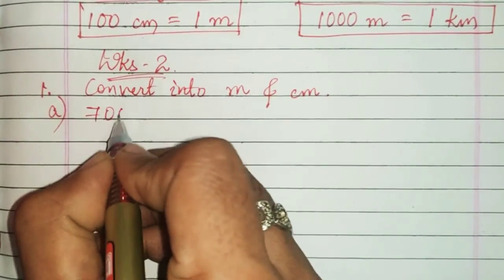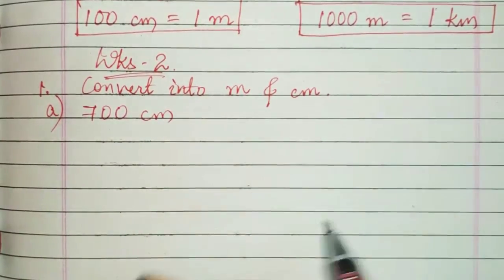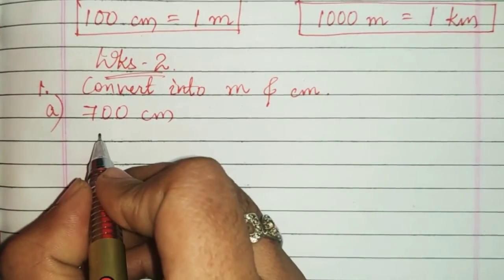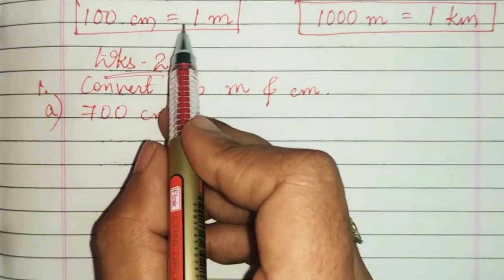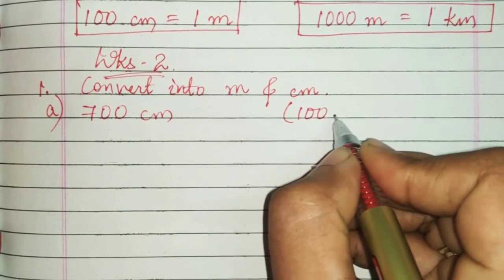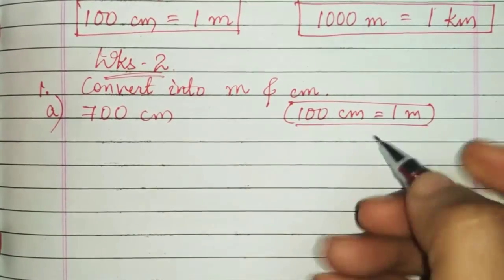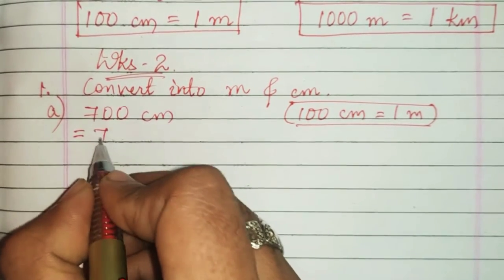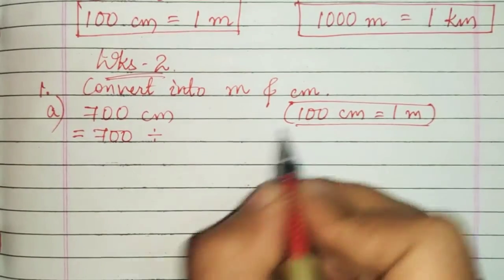First one was 700 centimeter. Now I will teach you a very easy method. If you remember division, oral division, okay, it's going to help you here. So 100 centimeter is equal to 1 meter, you have written. That also you can write it here in bracket, or you can put it into a box. Either way, I will divide. This is equal to 700 divided by 100.